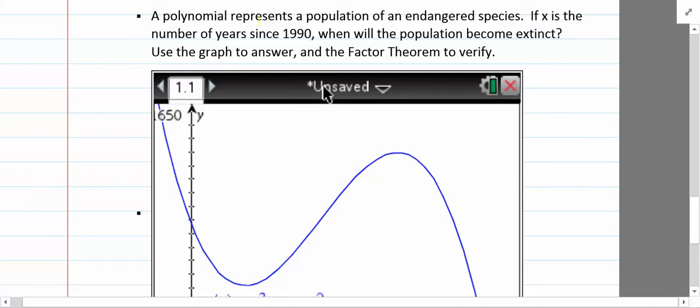Suppose we have a polynomial that represents the population of an endangered species. If x is the number of years since 1990, we can then answer the question, when will the population become extinct? And if we graph the polynomial for this particular problem, we can use the graph to answer, and then we can verify that by using the factor theorem.